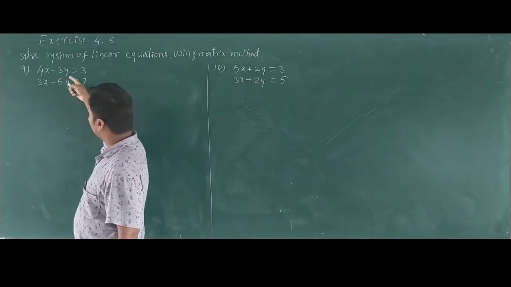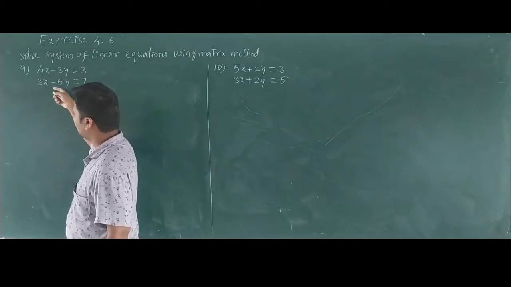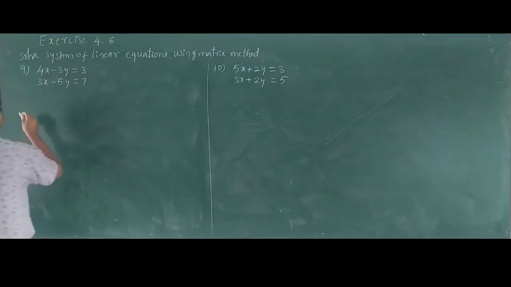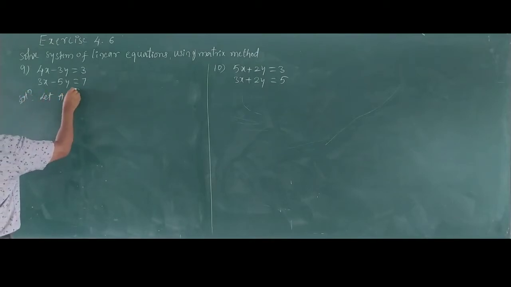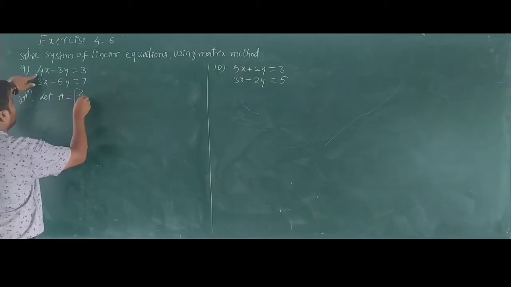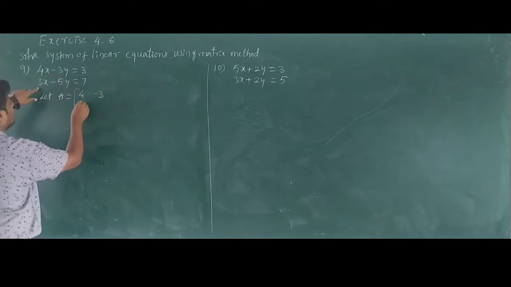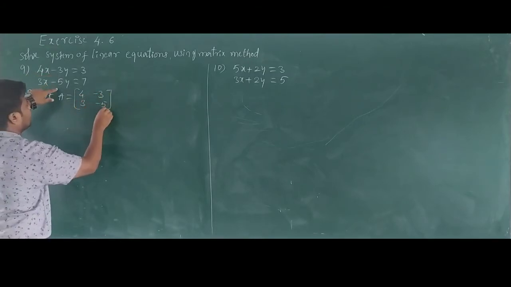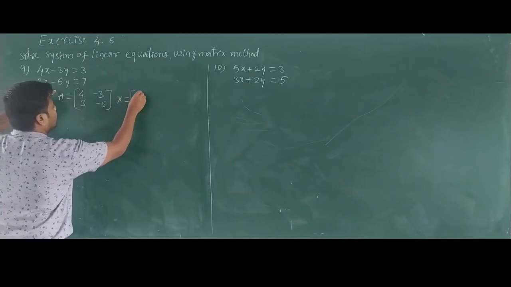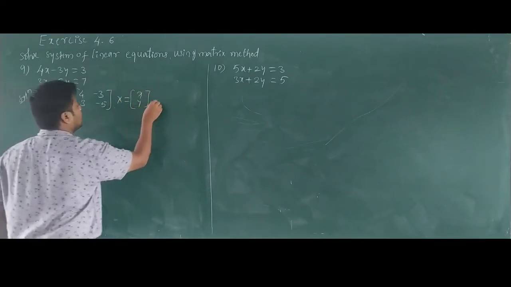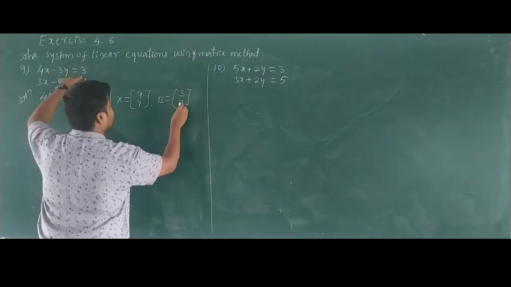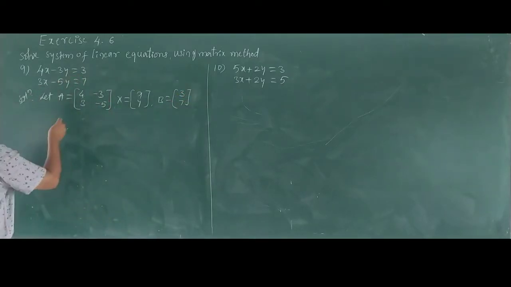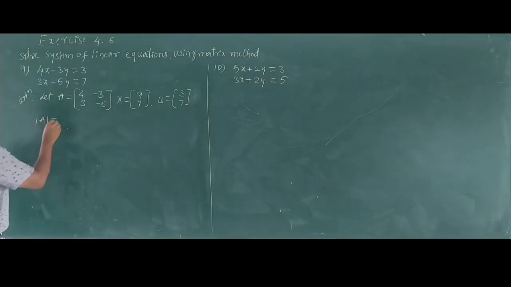4x minus 3y equal to 3 and 3x minus 5y equal to 7. Okay. Solution. Let A equal to [4, -3; 3, -5]. So X holds the variables x and y, and B equals the constants 3 and 7. Okay. So first, finding the determinant of A.